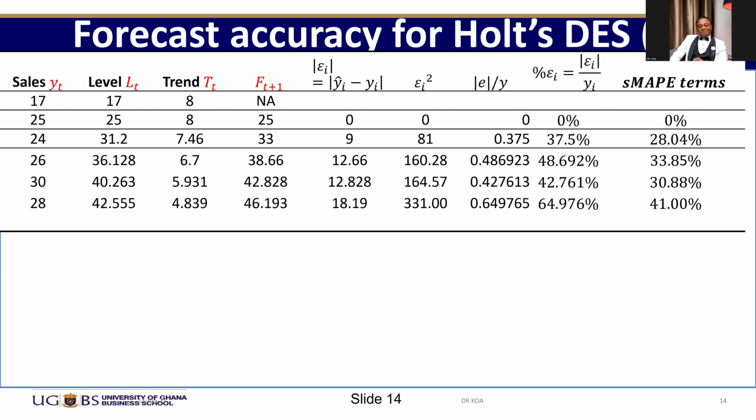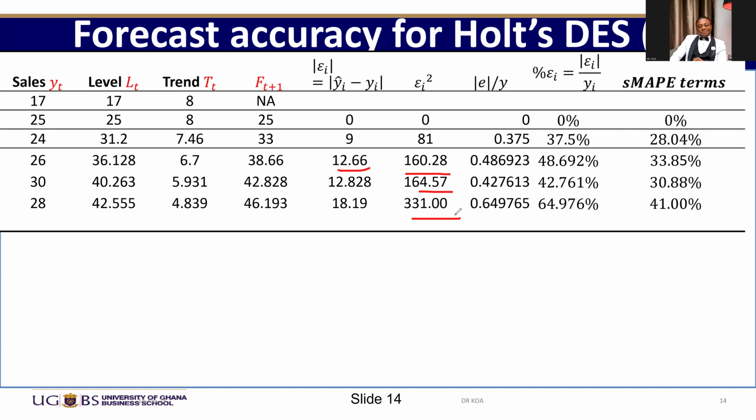Now, the square is just taking the value of the errors you've gotten here, whether it's the positive values or the negative values, whichever one it is. You square the value, and that will give you the square. So you can see that 0 square will be 1. 9 square will be 81, because it's 9 times 9. 12.6 times 12.6, this value squared will give you 160.26. And then the rest will follow like that.